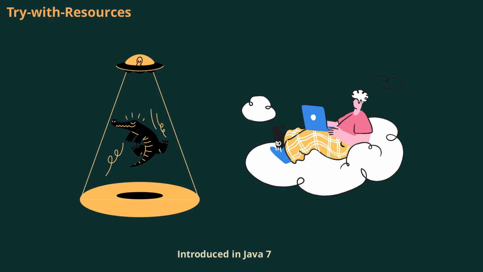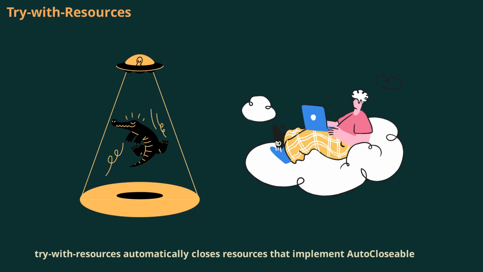Introduced in Java 7, try-with-resources automatically closes resources that implement AutoCloseable at the end of the try block. This feature eliminates the need for a finally block to close resources, making your code cleaner and less error-prone.